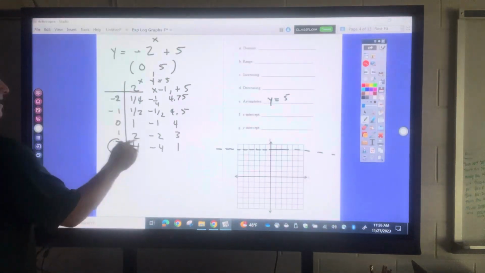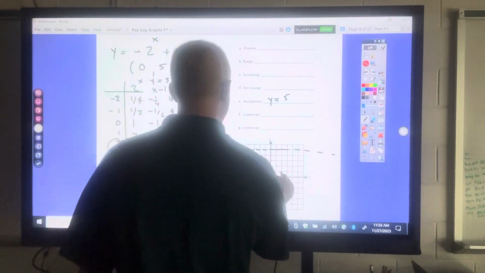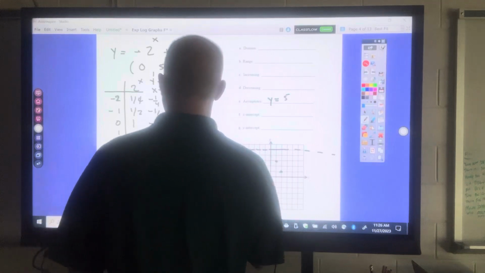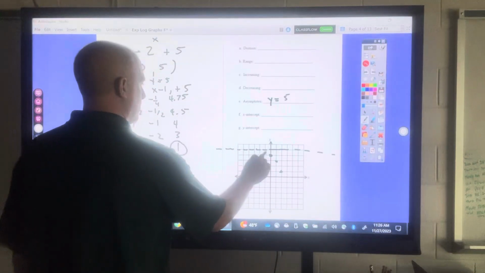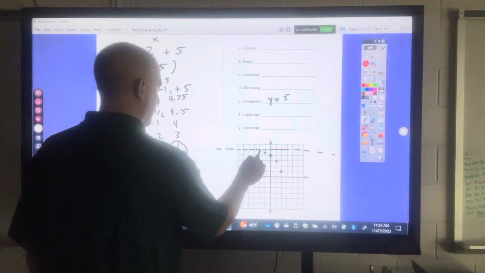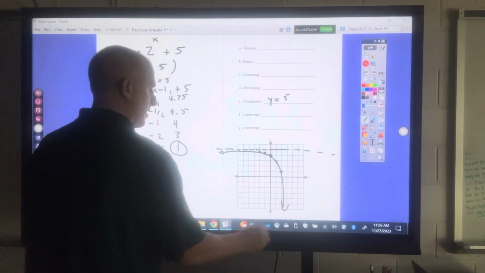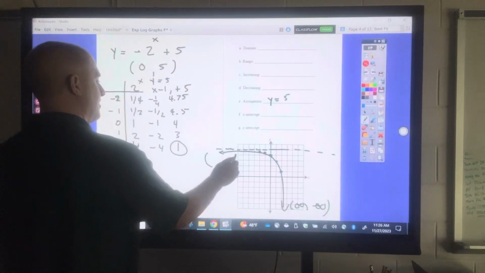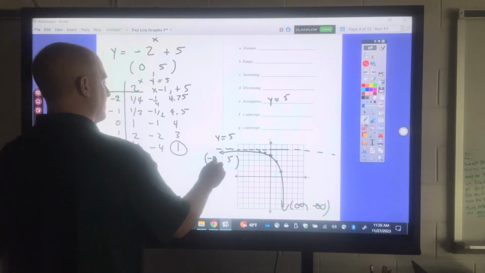So what I'm going to graph are these points: 2 over 1 up, 1 over 3 up, 0 over 4 up, negative 1 over 4.5, negative 2 over 4.75. So this is what it looks like. This would be positive infinity, negative. This is the line y equals 5. That's 5 and negative infinity.